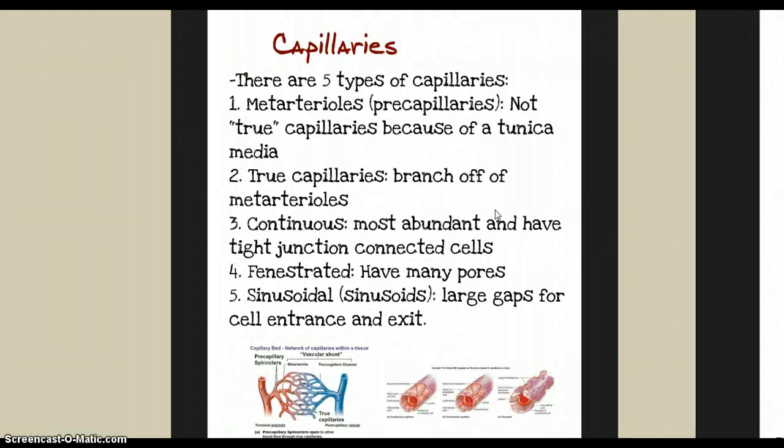Now moving on. Capillaries. There are 5 types. Really, there are 2. These three at the bottom are actually divisions of this type of capillary, true capillaries. But I'm just gonna go with 5 types of capillaries anyway. So there are meta-arterioles, which are also called precapillaries. They're not really true capillaries because they have a tunica media. And then there are true capillaries, which branch off of meta-arterioles. And the 3 types of true capillaries are continuous, fenestrated, and sinusoidal. And we'll talk about them in the picture below.